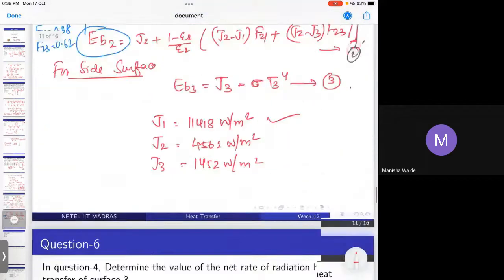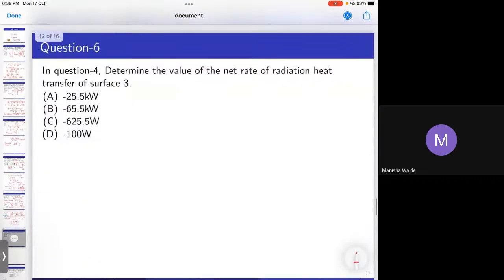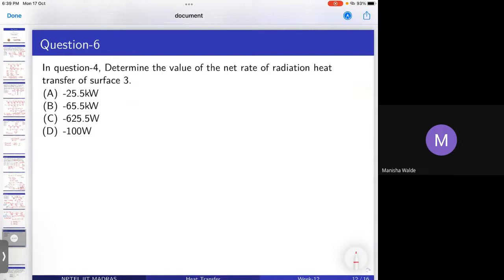Okay. So the next question is also a continuation of the previous question. That is, we have to determine the value of the net rate of radiation heat exchange of surface 3. So we need to find the radiation heat exchange for surface 3. For that, we need the values from the previous question, that is J1, J2, and so on.